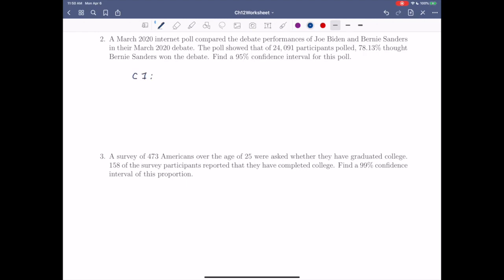Our confidence interval is nothing more than, remember, our formula for the confidence interval: the sample proportion, that's the 0.7813, plus or minus our cutoff, z sub alpha over 2, times the square root of p hat times 1 minus p hat over n. This is going to be 0.7813. If alpha is 0.05, then z sub alpha over 2 is going to be 1.960. You can get that value from the z table and t table handout that I've put on Canvas. You can get that from R itself.